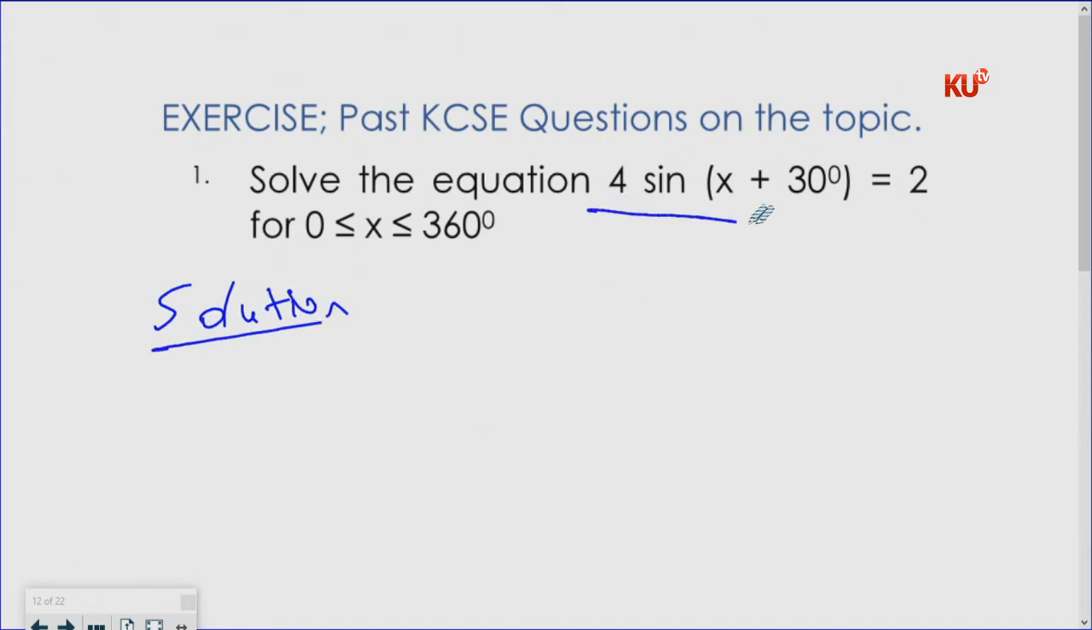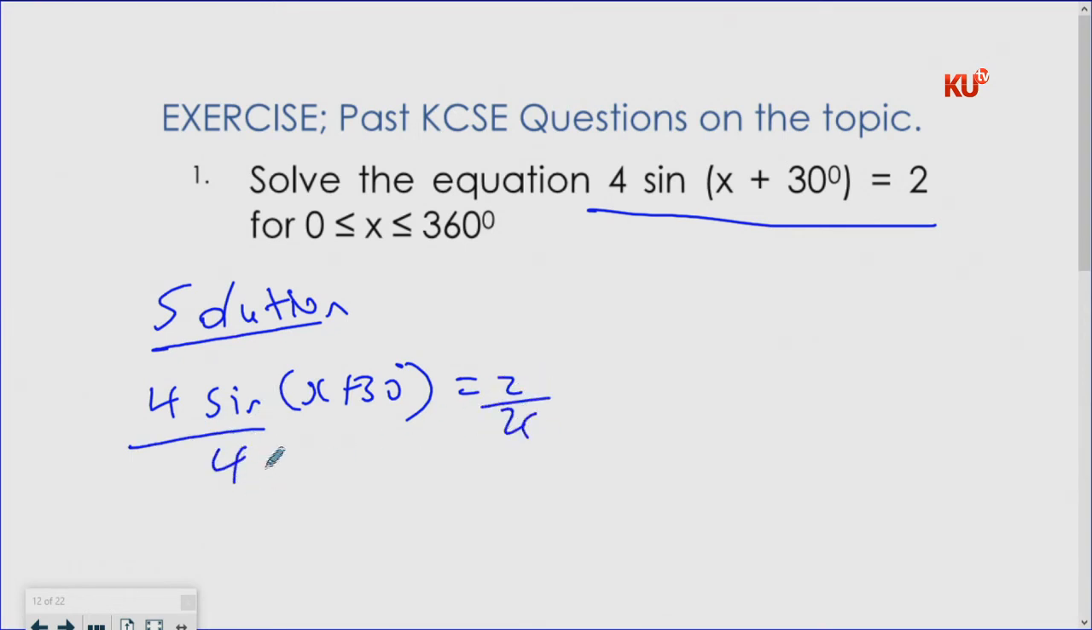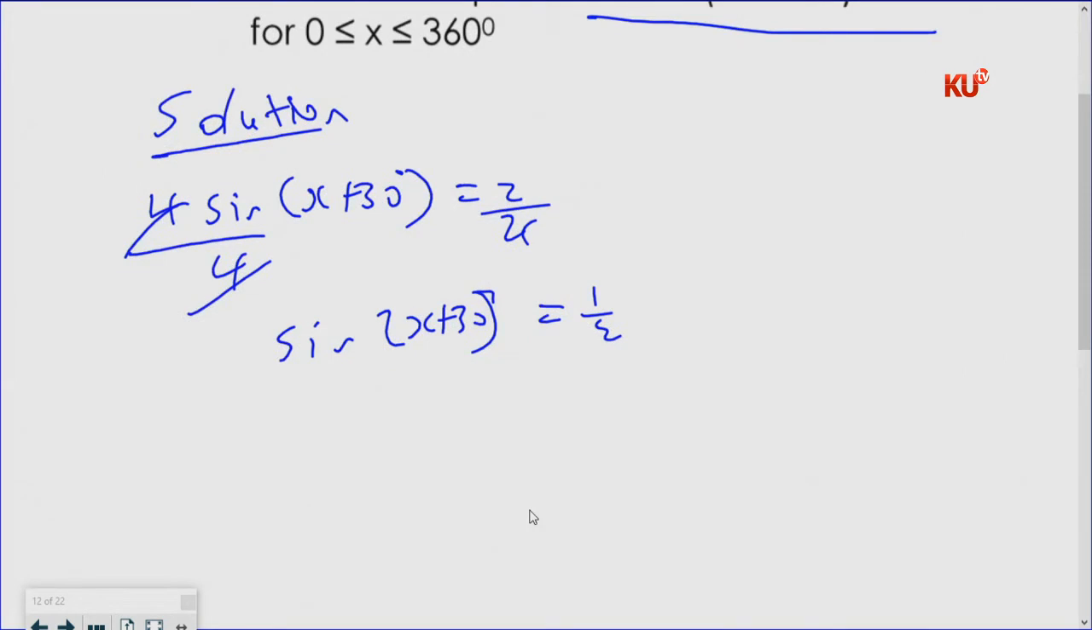We are focusing on this particular equation. The equation here is 4 sine into brackets x plus 30 degrees is equal to 2. Remember the range is from 0 degrees to 360 degrees. Very good. So here we can divide both sides by 4. This 4 will cancel out with that. Sine into brackets x plus 30 degrees is equal to a half, because 2 over 4 is the same as a half.